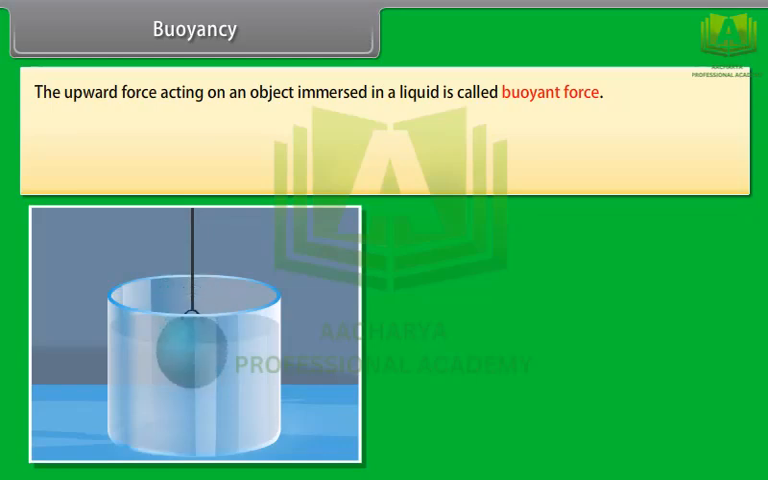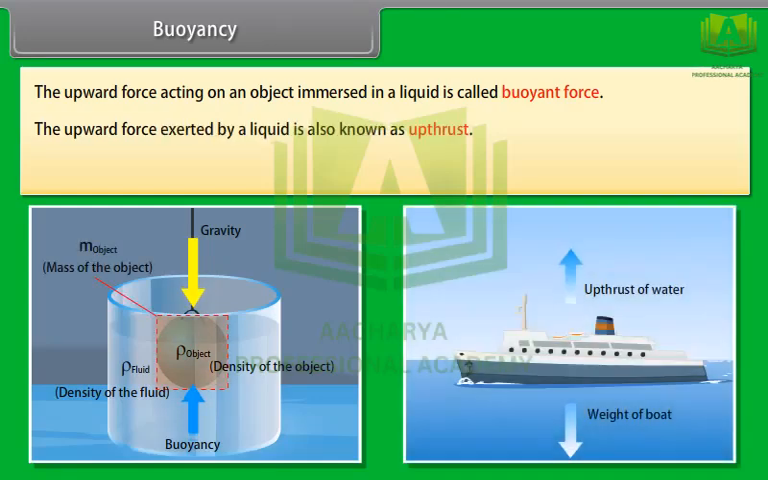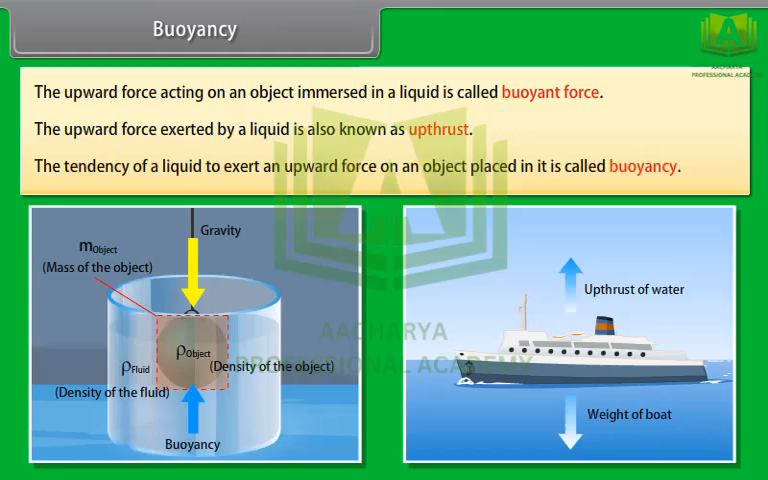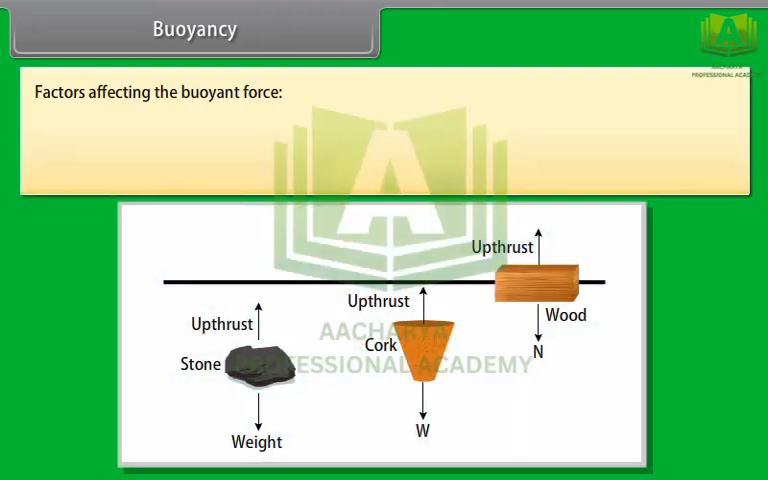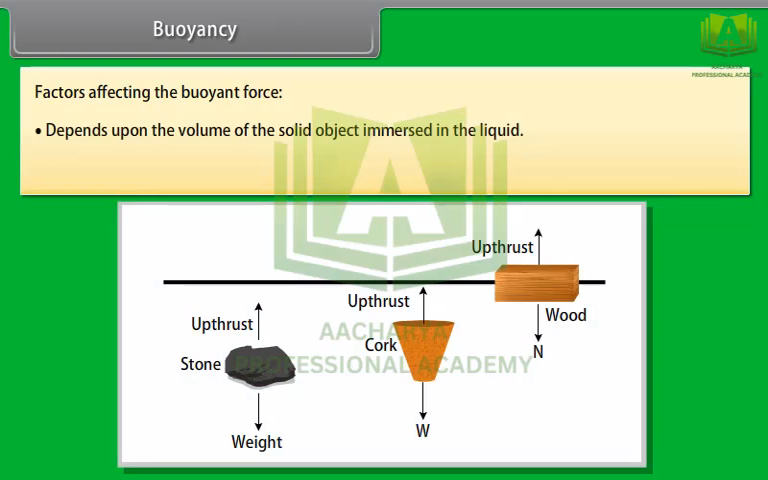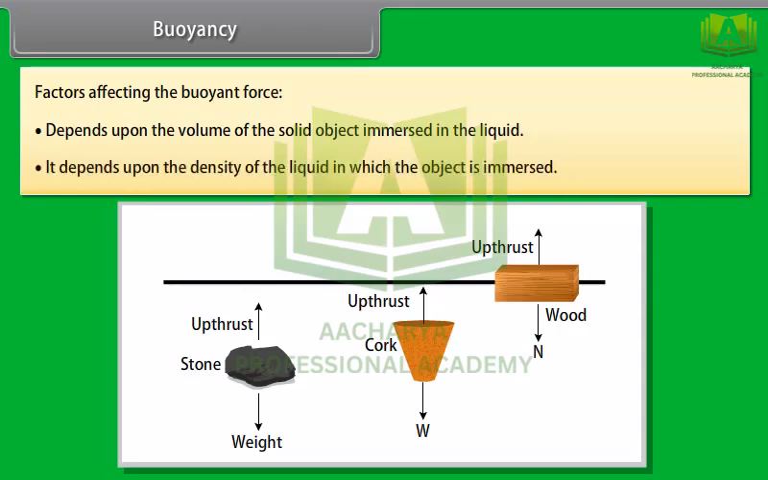Buoyancy. The upward force acting on an object immersed in a liquid is called buoyant force. The upward force exerted by a liquid is also known as upthrust. The tendency of a liquid to exert an upward force on an object placed in it is called buoyancy. Factors affecting the buoyant force. It depends upon the volume of the solid object immersed in the liquid. It depends upon the density of the liquid in which the object is immersed.